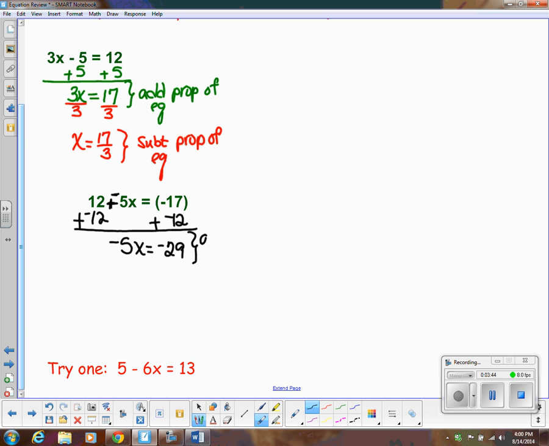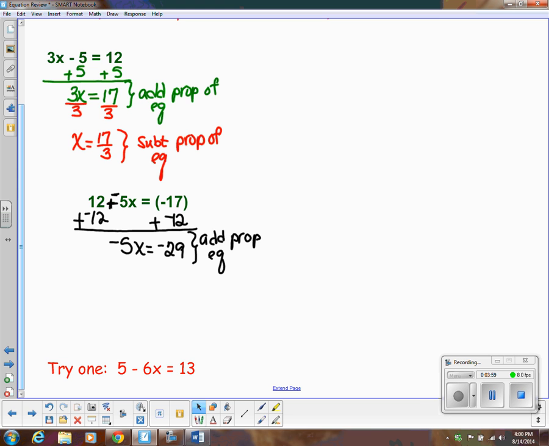Now, in this case, I did the addition property of equality because I added a negative 12. Could you have subtracted 12 from both sides? Yes, you could have. Then your justification would be the subtraction property of equality.